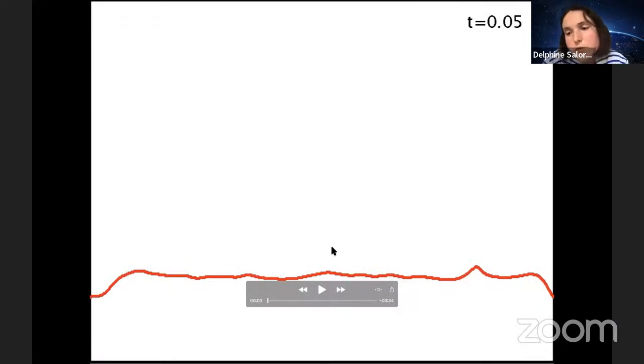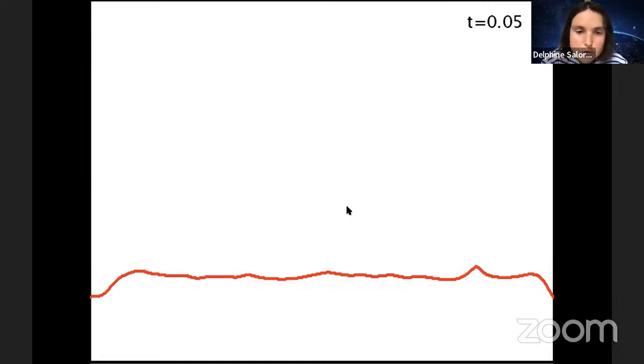Okay, so here is a simulation of the solution for B equal, I don't remember exactly, maybe minus 50. So B negative and B large. Let us see what we observe.